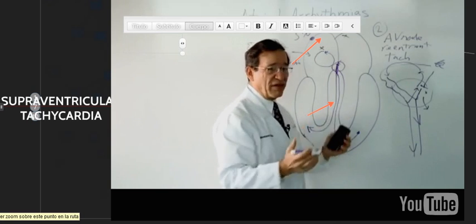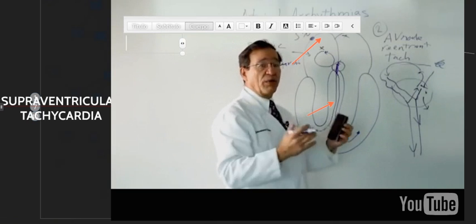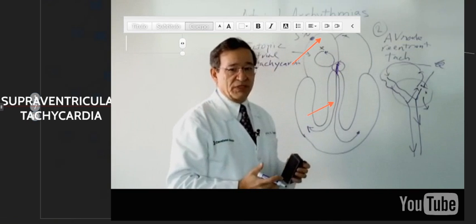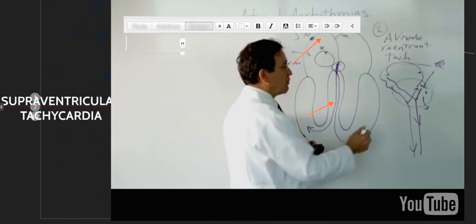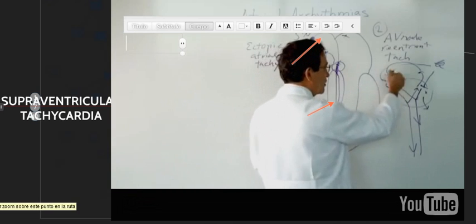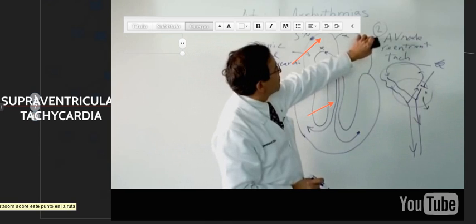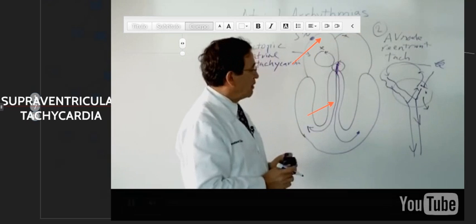These rates can vary from a little over 100, maybe 120 beats a minute or so, all the way up to 250 beats a minute. It all depends on how slick this pathway is, how much adrenaline is going on to allow it to go fast, and so on. So that's another type of supraventricular tachycardia.